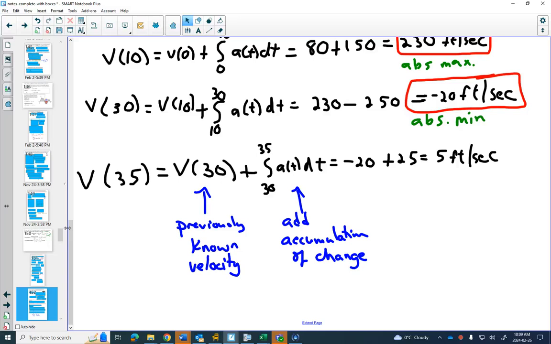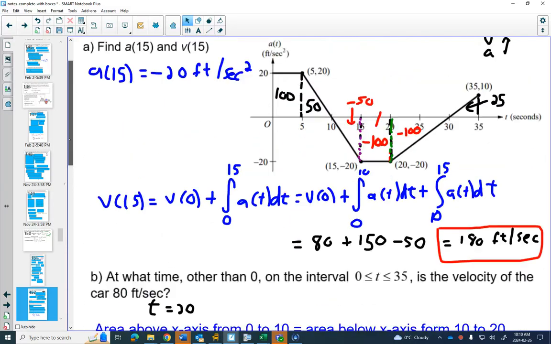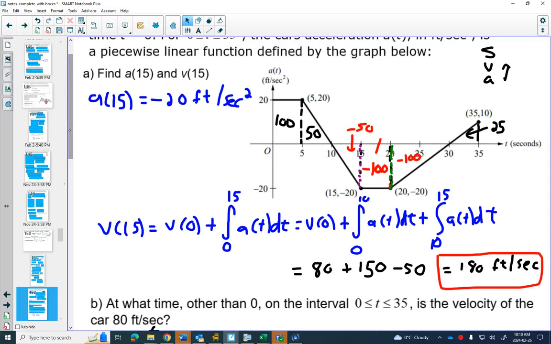So if I want to find v of 35 and I know v of 30, all I have to do is add the area from 30 to 35, that'll be my accumulation of change, put that onto my initial value, and then I get my new value. In this case, we'd already figured out that v of 30 was negative 20. Then adding this last bit of area from 30 to 35, which we know is 25, means negative 20 plus 25, so my final velocity at the end of 35 seconds will be only 5 feet per second.